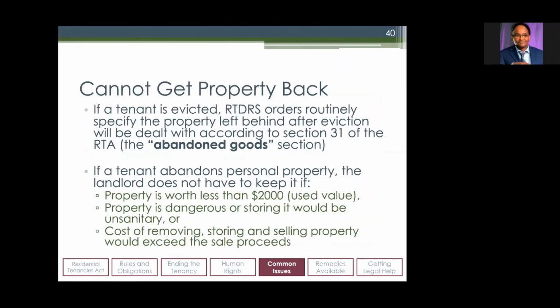Okay, so sometimes situations arise where the tenant has to leave and they cannot get their property back. The landlord should give the tenant a reasonable time to pack up and leave.